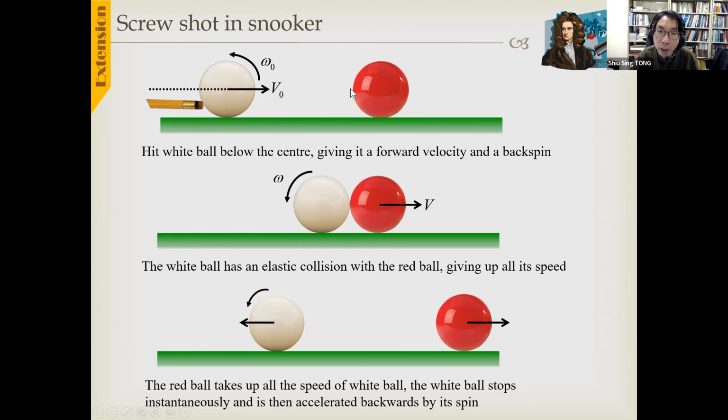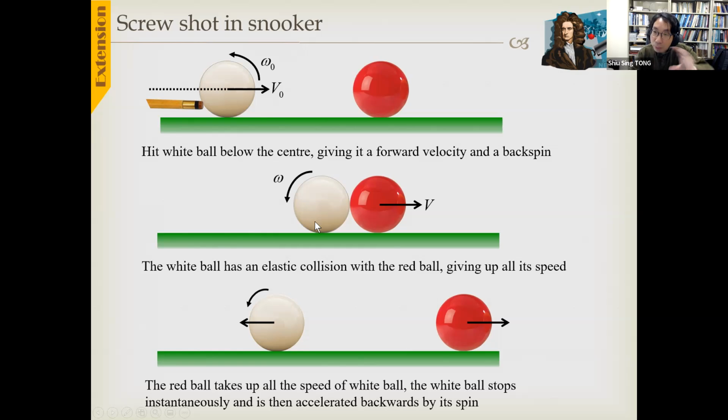Now, when the white ball collides with the red ball, it transfers all the linear momentum to the red ball. So the red ball will move off with the same velocity as the white ball, and theoretically the white ball will come to a stop, if the collision is completely elastic. But now we have the rotation. When the white ball stops, it is still rotating, but in the backward direction.